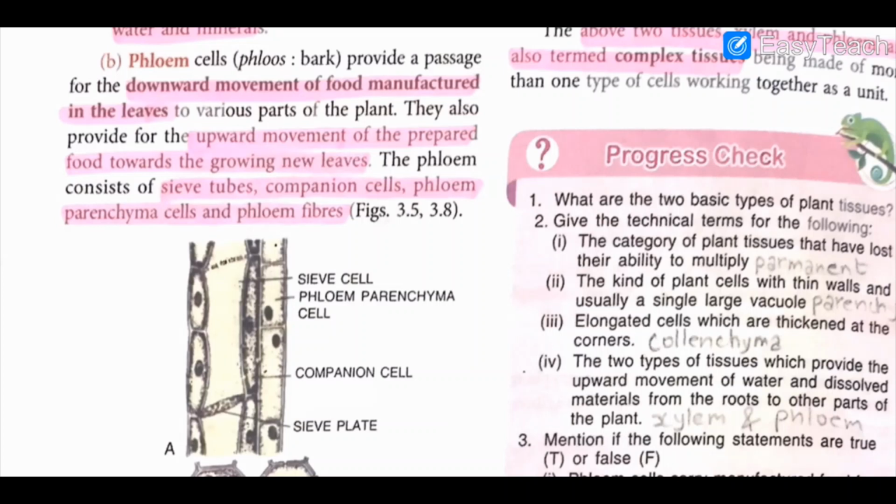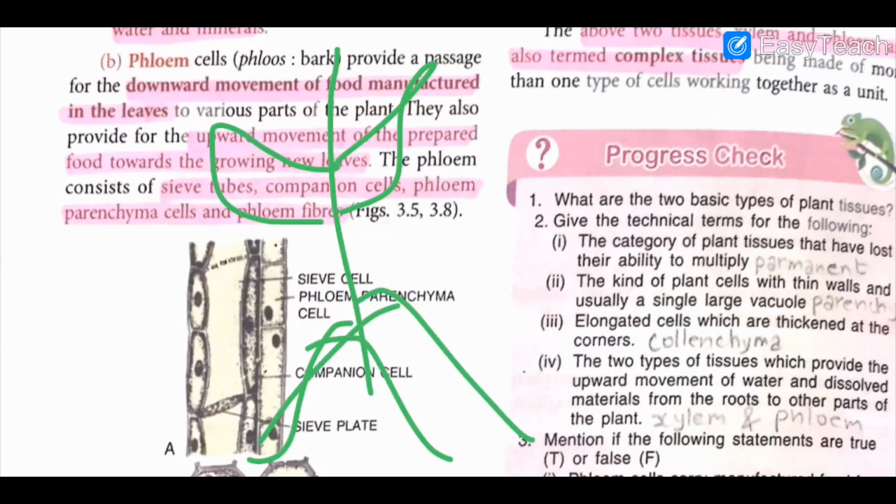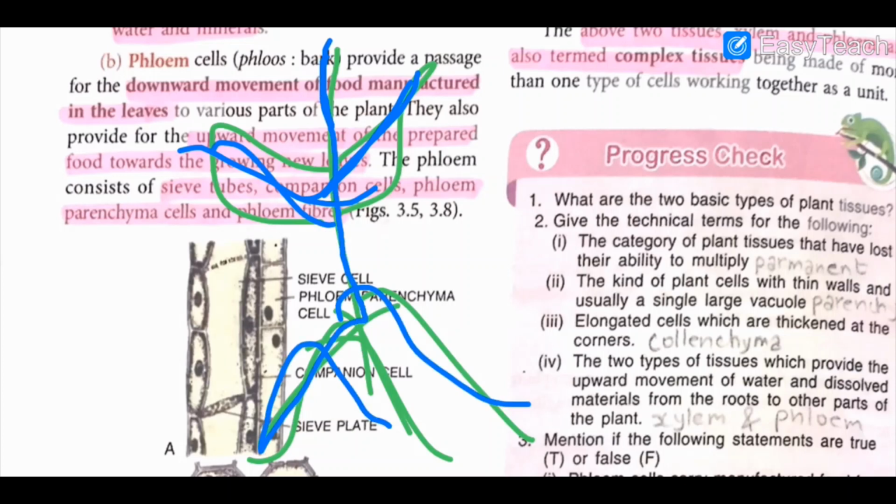Now, why downward? Because let's say this is our plant again. Okay, these are your leaves, your roots. So where is the food made in a plant? In the leaves, right? So from the leaves, the phloem gets all the nutrition and the food, the starch, whatever, and then it provides a downward movement through the stem, through all the parts of the plant, to give the nutrition that it needs. And it provides a downward movement of food manufactured in the leaves to various parts of the plant.